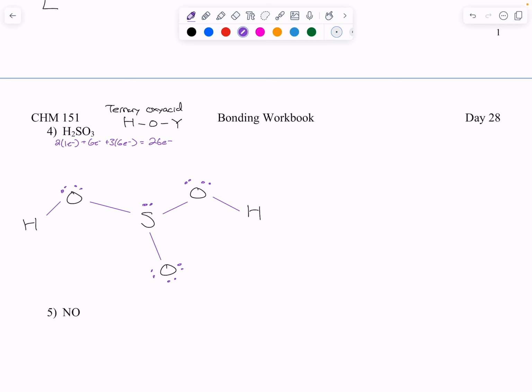Let's get the highlighter out. These O's are central atoms, and of course S is a central atom as well, right? S is a central atom. The other oxygen is not a central atom. Okay, so I have S, and I have the O's that are central atoms.